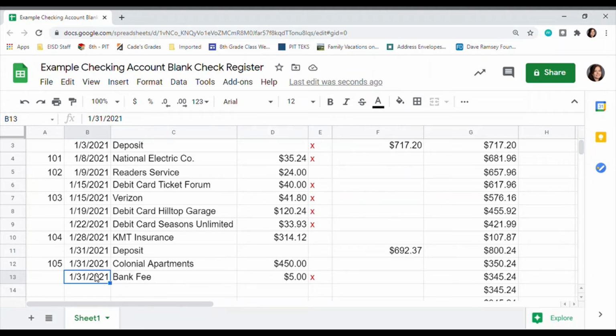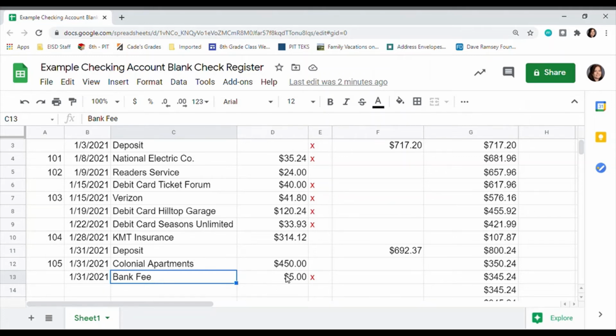And if you look at your account statement, at the bottom of page 3, you will see under other activity a service charge of $5. And so that's what I've put here. So in cell B13, I put the date, January 31st. In C13, I put bank fee. You could also write service charge. Either one will be fine.